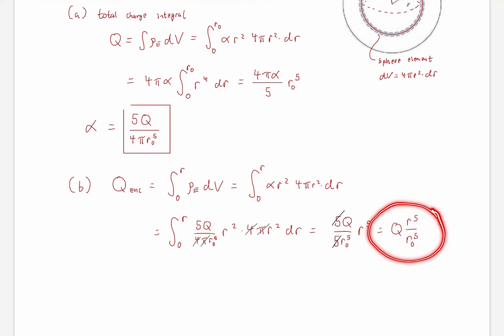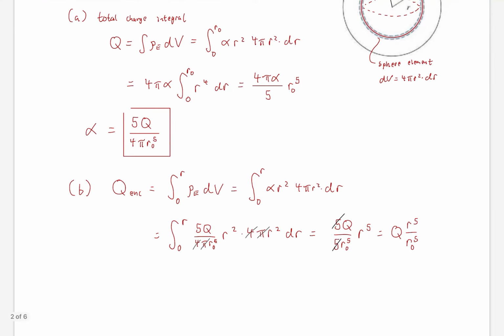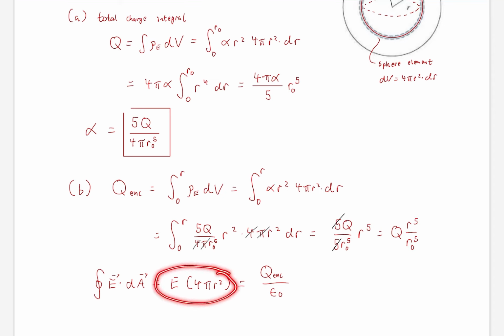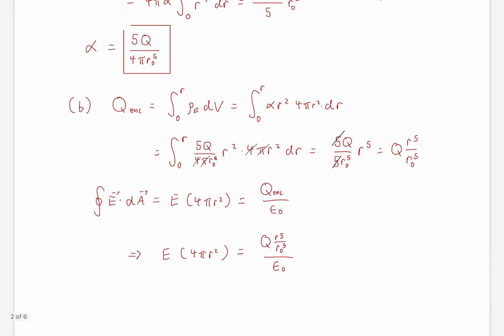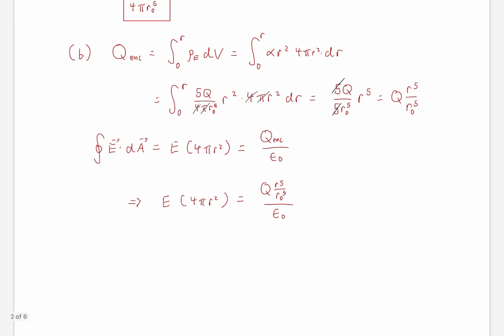Oh, that's interesting, because that's telling me that my enclosed charge doesn't grow linearly anymore. It grows with this complicated relationship between the radius, the variable, and the fixed width of the non-uniform distribution, non-conducting sphere. So now finally, we'll take this back to Gauss's law. And we know that the electric field times the surface area is going to be equal to the enclosed charge over permittivity. We're going to replace enclosed charge with this relationship here. And then it's just a matter of solving for the electric field, and there we go.